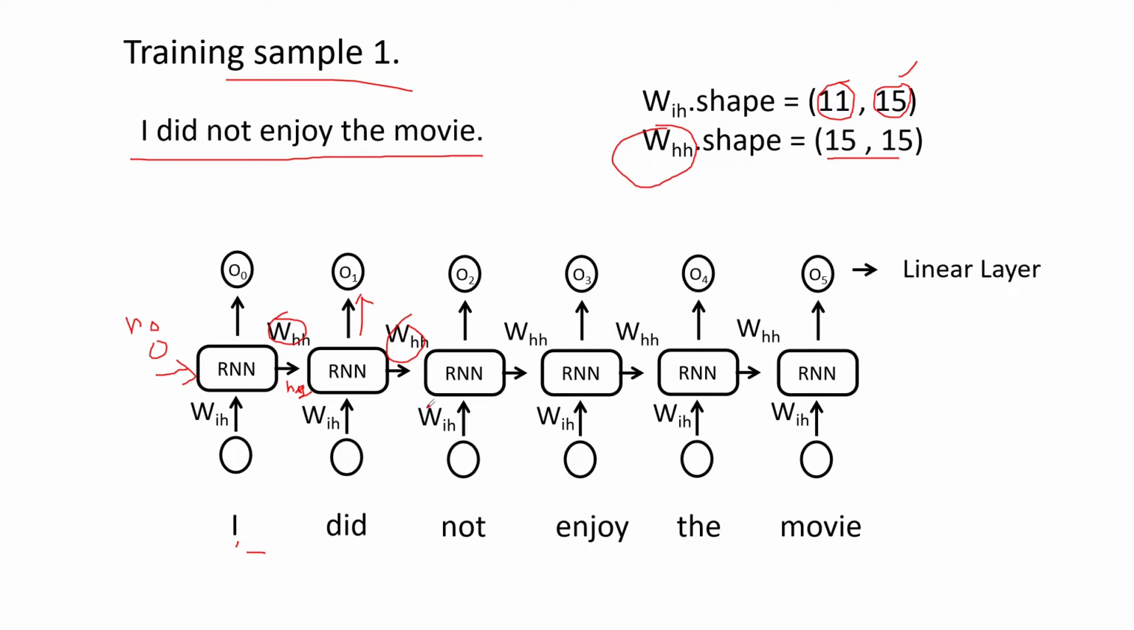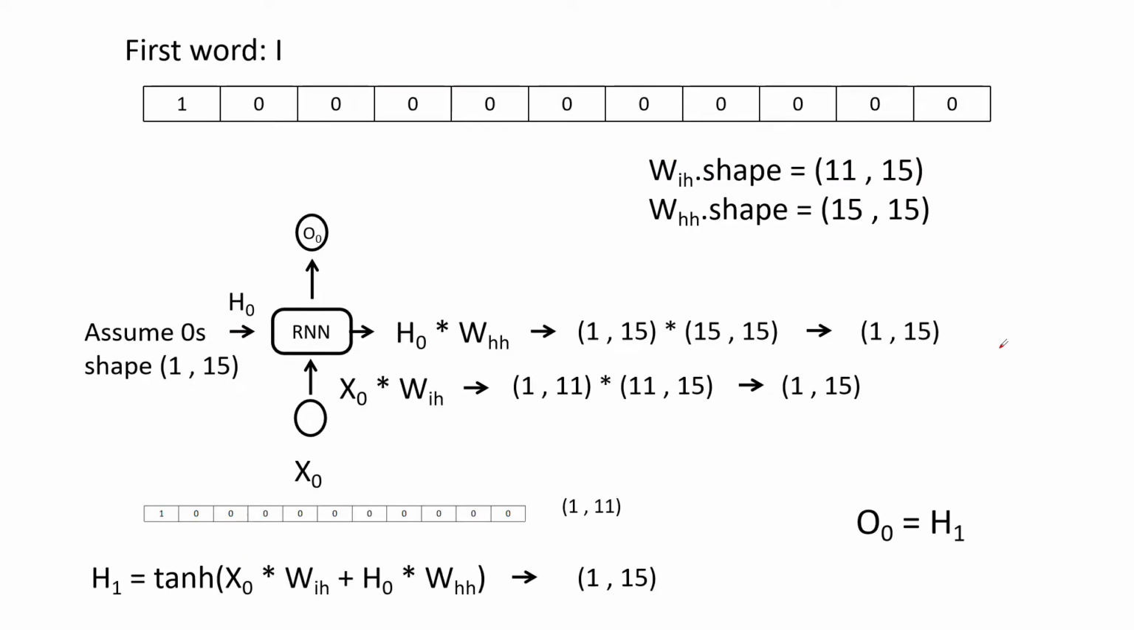Not will go, the encoding vector will be multiplied with WIH, and then H2 will be multiplied by WHH, and the same way for all. Lastly, since movie is the last word, out here when we get the final output, a linear layer will be applied and the classification task will be done. Let's go to the next slide to see it in action.